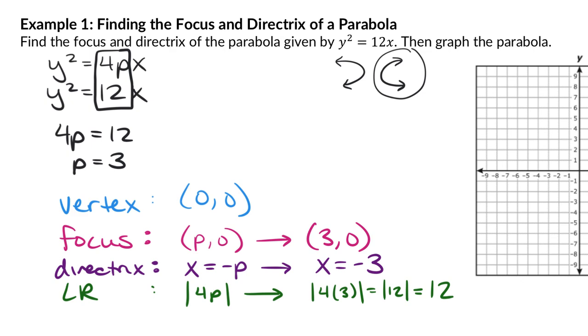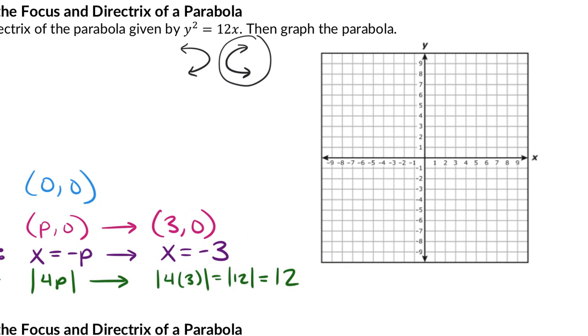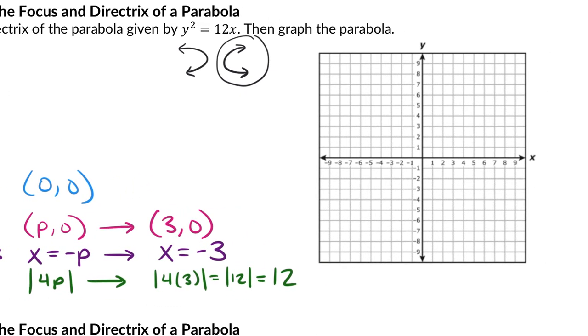Let me show you how this works. We're first going to plot the vertex. Boom, done. It's at 0, 0. We're then going to plot the focus, which is at 3, 0. We're then going to plot a dashed line to represent the directrix at negative 3. Here's what I know. I know that these are equidistant from the vertex. I took 3 steps to the right for the focus and 3 steps to the left for the directrix.